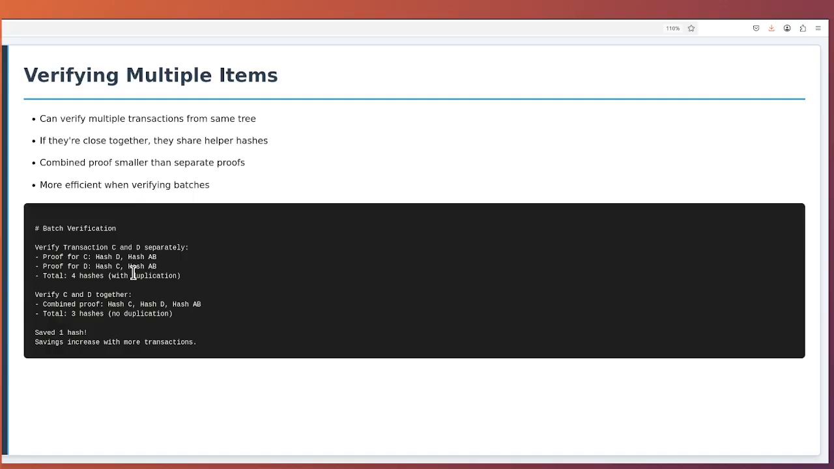The more transactions you verify from the same tree, the more efficient batching becomes. The helper hashes are shared across multiple proofs. This is useful when downloading a block of transactions. You can verify them all together, making it more efficient than checking them one by one.